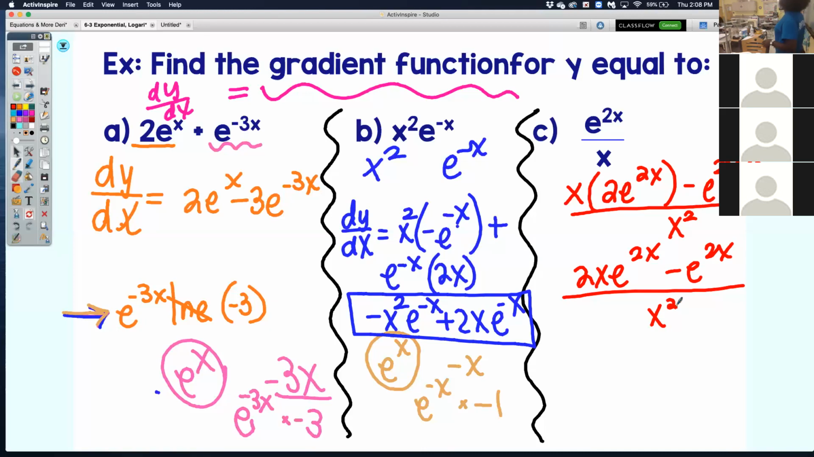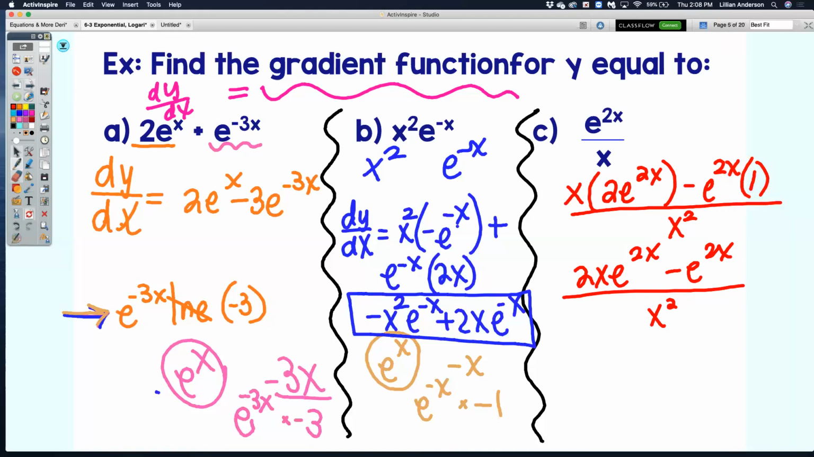Again, no need to factor out e to the 2x from the numerator because it's not going to cancel out with anything in the denominator, which means I'm doing extra work when I don't have to, especially if I'm just finding the derivative. Now, maybe later when I have to do things with the derivative, it might be helpful, but right now, we don't have to do that.